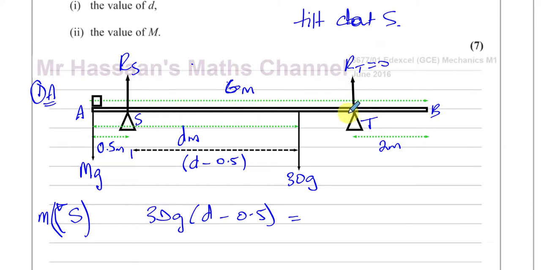Here there will be no force, so there's no turning effect from this, because the force is equal to 0, so it's about to lift off from there. And you have this distance from S, which is 0.5, so this is equal to 0.5 times mg. So that's one equation we formed from being about to tilt at A.